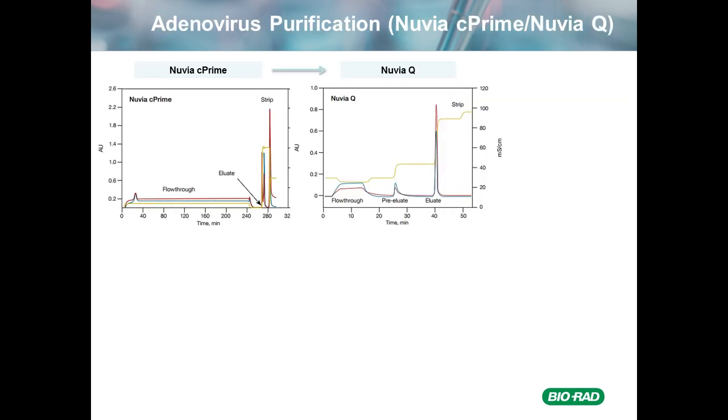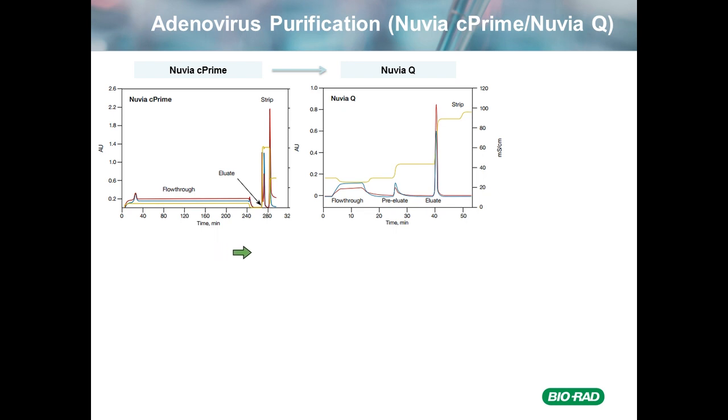Now I want to move into a couple of workflows. The first I'm going to show is adenovirus purification. The adenovirus workflow is using one of our mixed mode resins, Nuvia C prime, followed by Nuvia Q, an anion exchange resin. I'm not going to go through the whole step developments. That's in a different presentation. If you're interested, you can contact me.